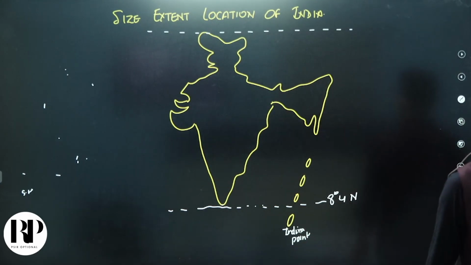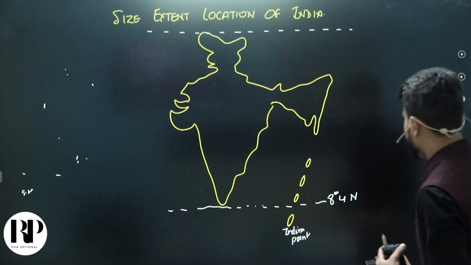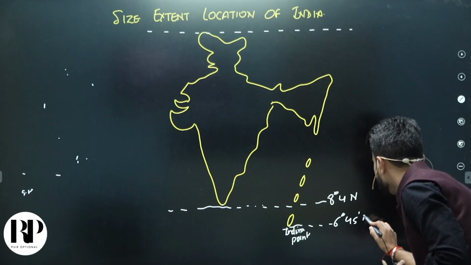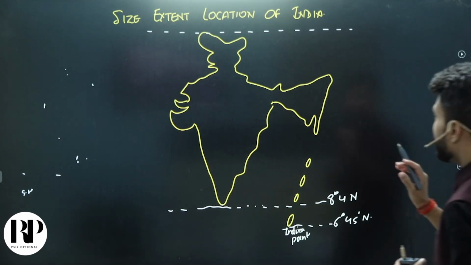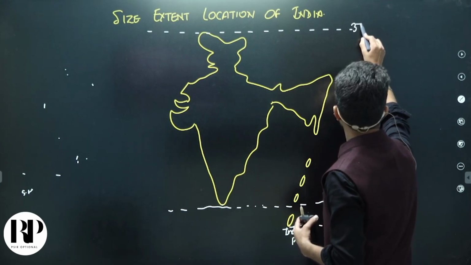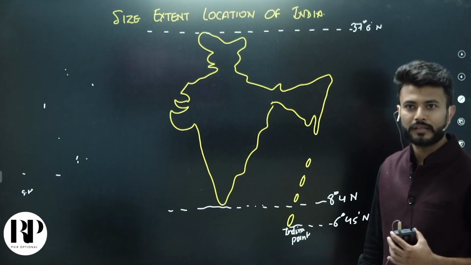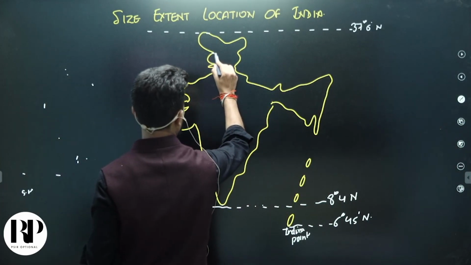Are you getting it? Right? So Indira Point is basically having the latitude of what? 6 degree 45 minutes. Right? The northernmost latitude, that is in the Ladakh, now Ladakh region, is what? 37 degree 6 minutes north. Right? So after the division of J&K, we all know that somewhat this is the division.